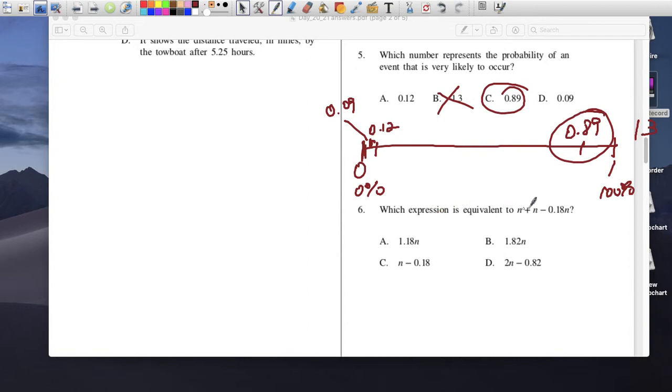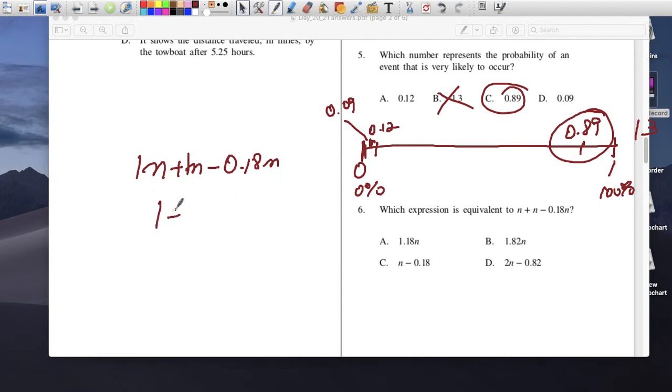Which expression is equivalent to n plus n minus 0.18n? So let's just add them. And you can treat them like this. So pretend there's a 1 here, pretend there's a 1. Since they're all like terms, we're just literally adding the coefficients. So let's forget the n's for a second, and we'll just keep the numbers.